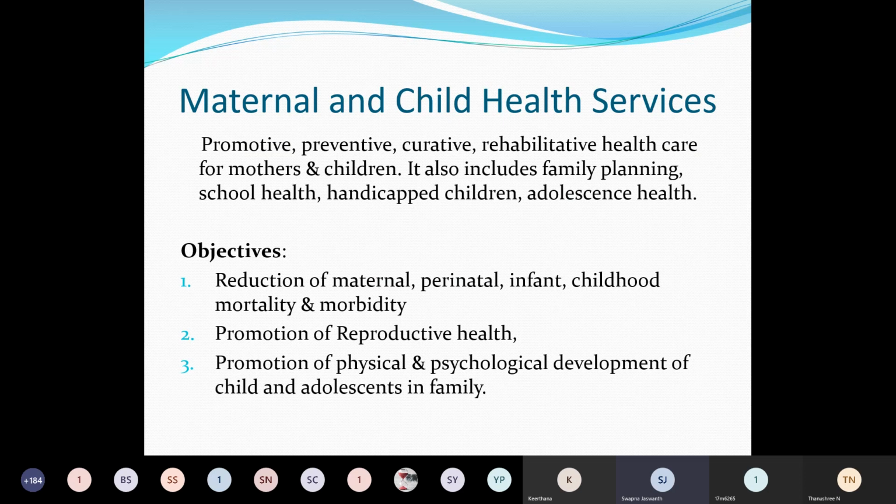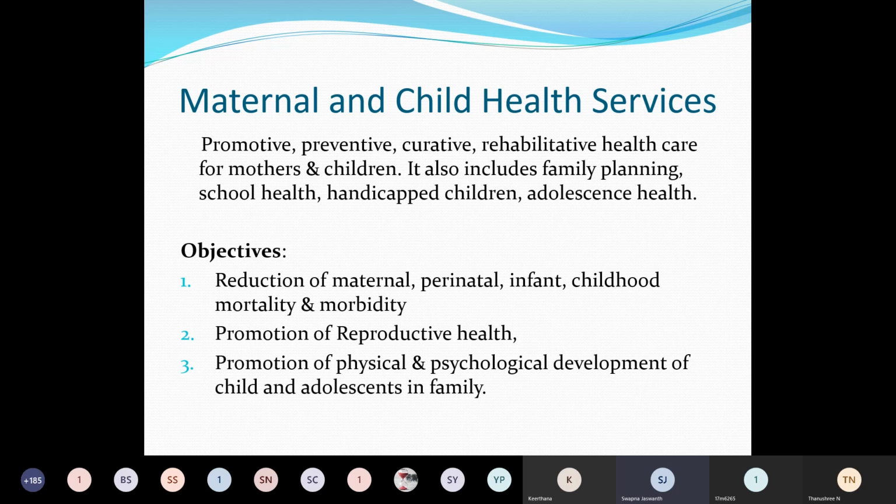So what is MCH? MCH is nothing but maternal and child health services. It is promotive, preventive, curative, rehabilitative healthcare for mothers as well as children. Along with that, it also includes family planning, school health, services for handicapped children as well as adolescent health. So this is what maternal and child health services include.